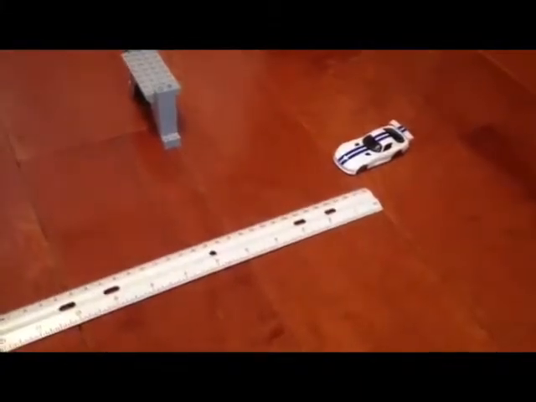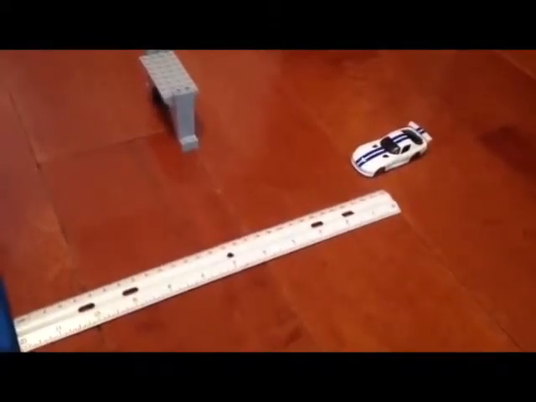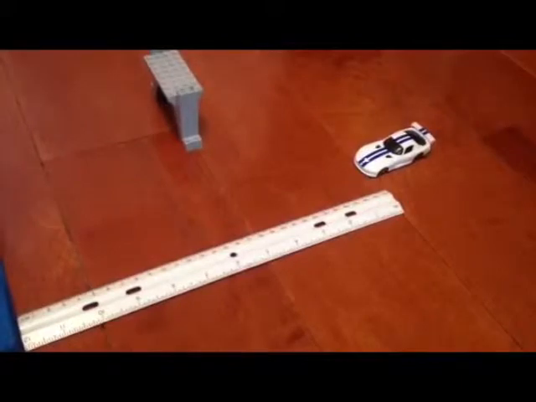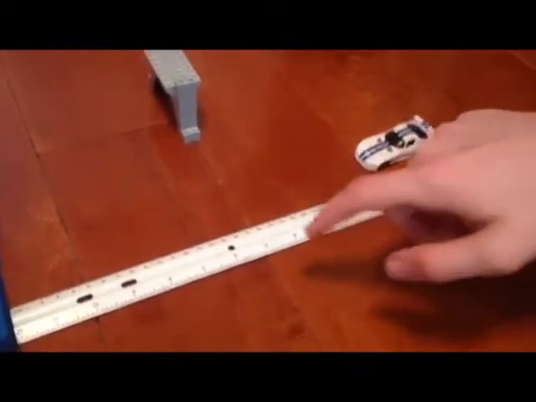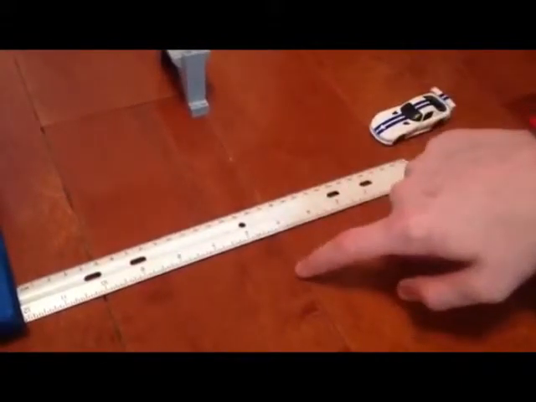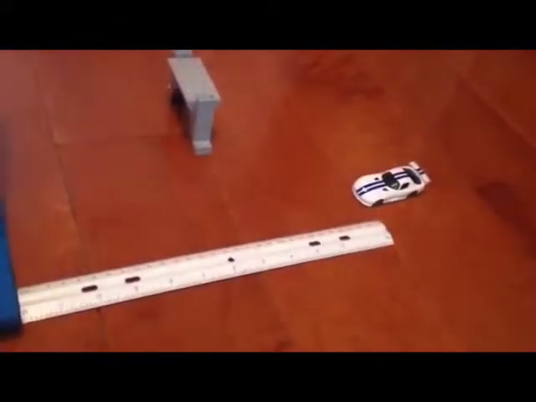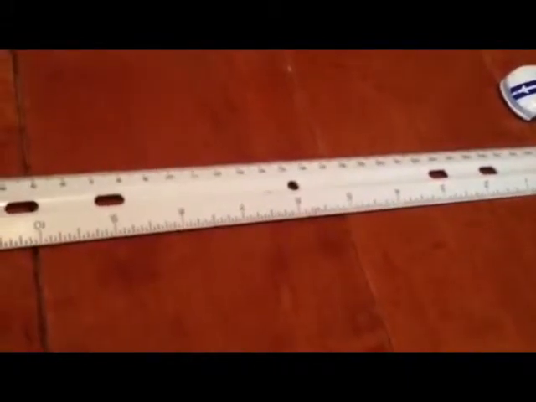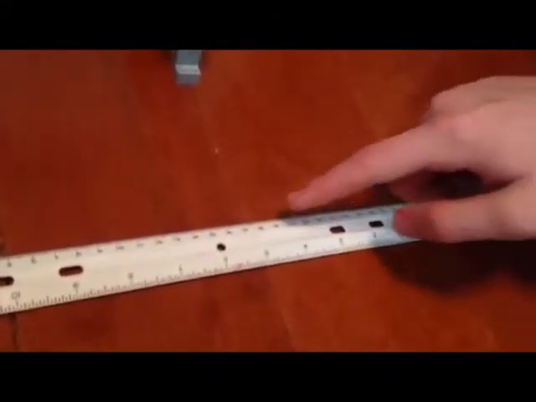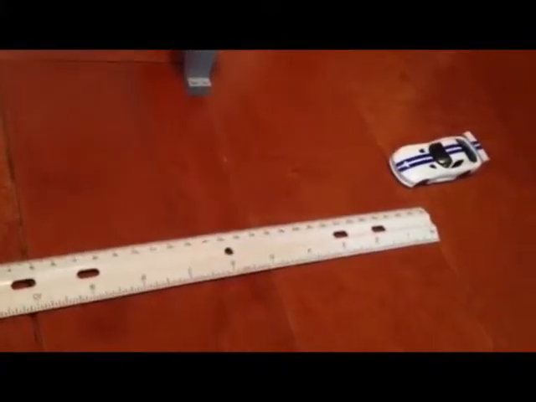What is speed? Speed is the distance an object travels per unit of time. As you can see, we need a way to measure distance, as this ruler does, and to measure time, which we have a stopwatch right there. For this demonstration, I will use centimeters, one of the International System of Units based on multiples of 10. There are 100 centimeters in 1 meter, and 1,000 millimeters, which are these little tiny lines, in 1 meter.